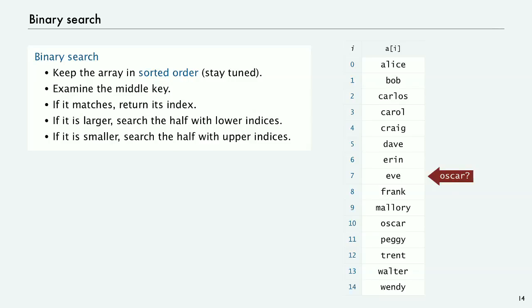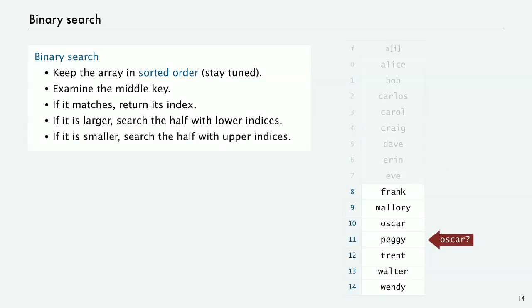We check in the middle. Is that key there Eve? Is that the key we're looking for? And the answer is no. Our key's bigger, so we can eliminate the first half of the array and just look in the second half. Then we look in the middle of that one. In this case, it's Peggy. Our key's smaller. Now we can eliminate the top half of the array and concentrate on the lower half of that part of the array.